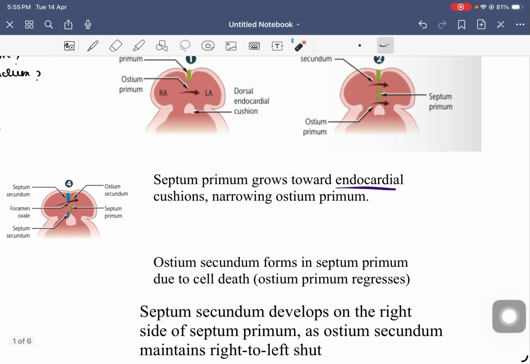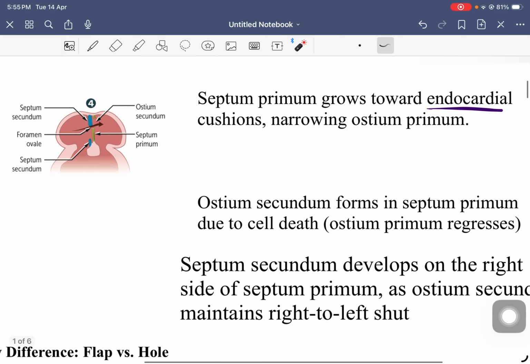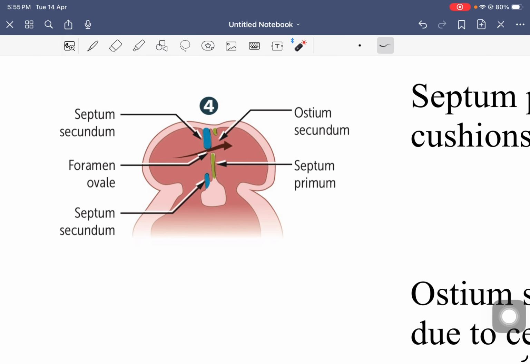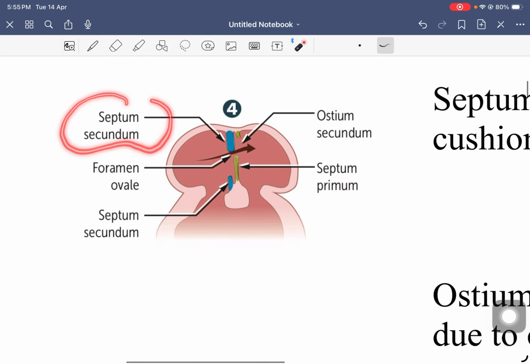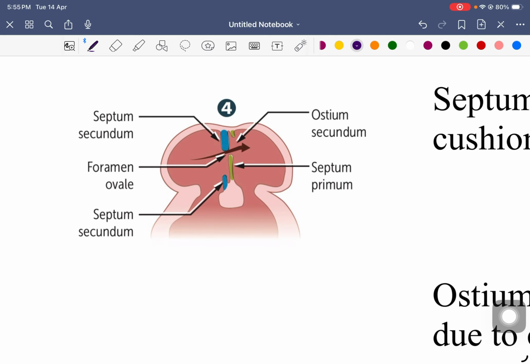So what is septum secundum? Septum secundum develops, see here, septum secundum, which is in blue color. Septum secundum develops on the right side of the septum primum as ostium secundum maintains the right to left shunt. So this is the septum primum as we saw above, the green one. And here septum secundum is the blue one which forms in the right side.